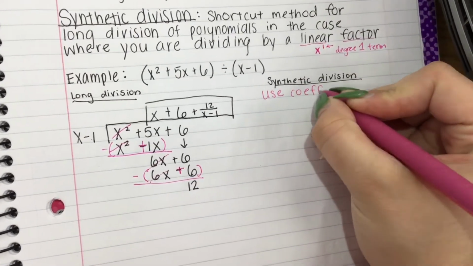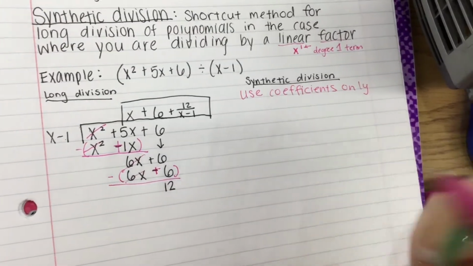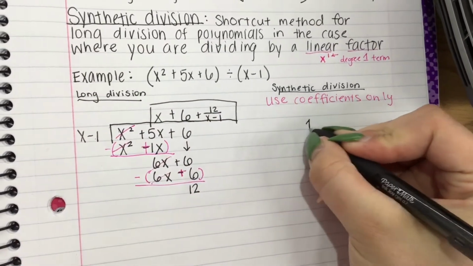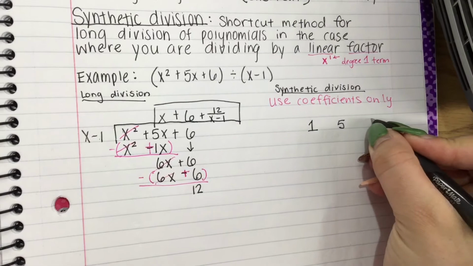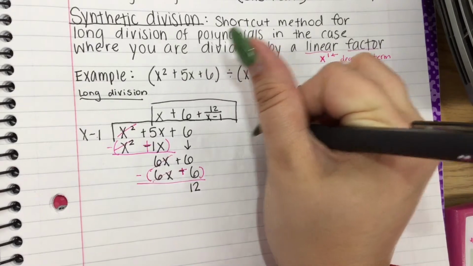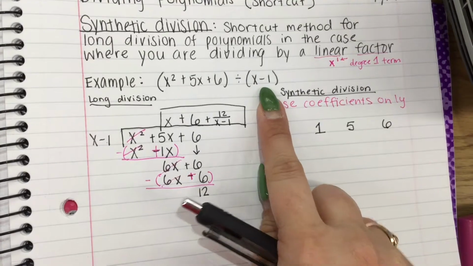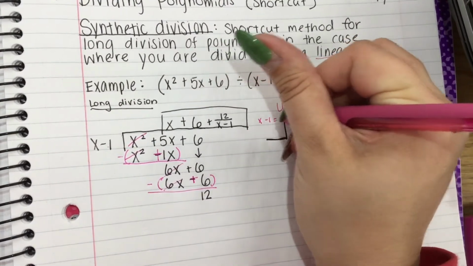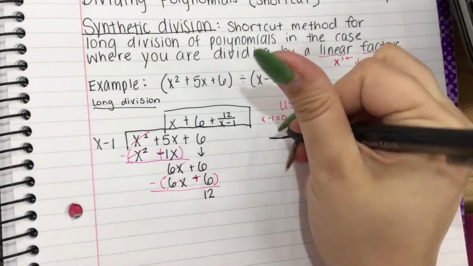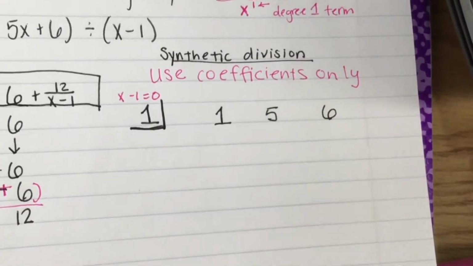When you use synthetic division, you're using the coefficients instead of the entire polynomial. So when I'm looking at my dividend, I'm only going to use the coefficients that I see: the 1 in front of the x squared, the 5 in front of the x, and the 6, that's the constant at the end. I'm going to put this little box off to the side, and I'm going to use whatever that divisor is after I set it equal to 0. So I'm going to take x minus 1 and set it equal to 0 so that I can figure out what to put in that little box. If I add 1 to both sides, I'm going to get positive 1, and that's what I'm putting in here.